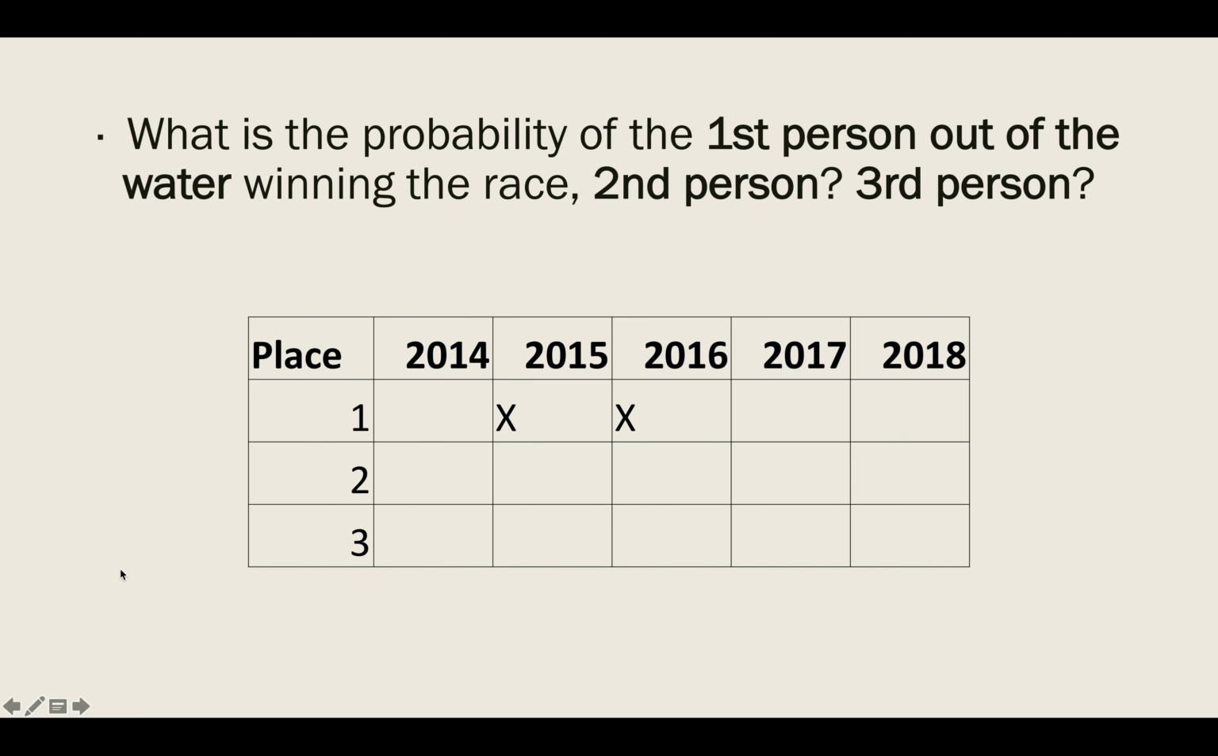What is the probability of the first person out of the water winning the race? Second person or third person? According to the data, again, we create this table, and the first place was in 2015 and 2016.